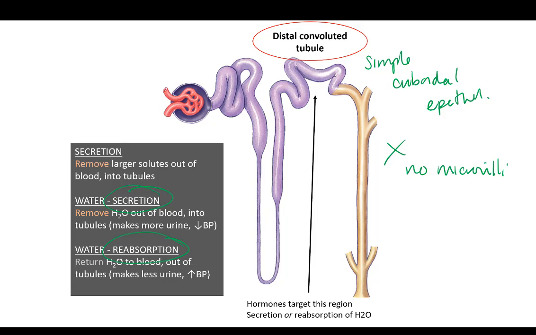In addition, this section, the distal convoluted tubule, is the area that hormones target. So there was a question on the homework about aldosterone. This is the area aldosterone is going to target, atrial natriuretic peptide or factor, as well as antidiuretic hormone. Those are the three that we talked about targeting this specific region of the nephron.